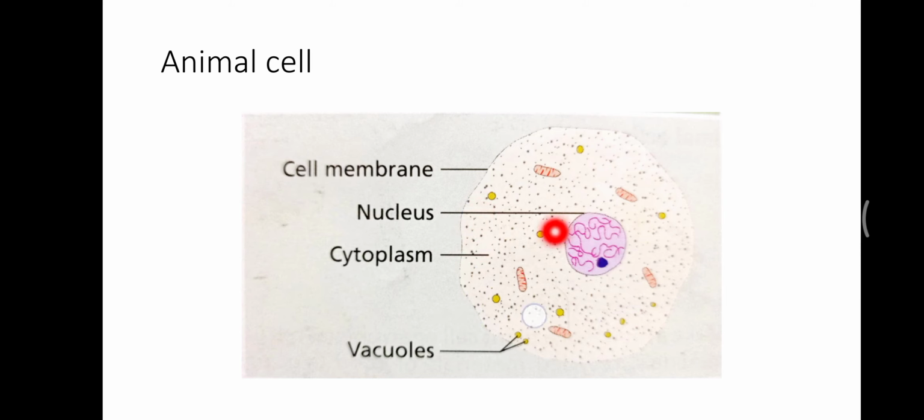This central portion is known as nucleus. It controls all the activities of the cell including cell repair. It contains thread-like structures called chromosomes which are made of DNA, that is deoxyribonucleic acid, and proteins. Genes are parts of the chromosomes which store information to be passed down from one generation to the next.